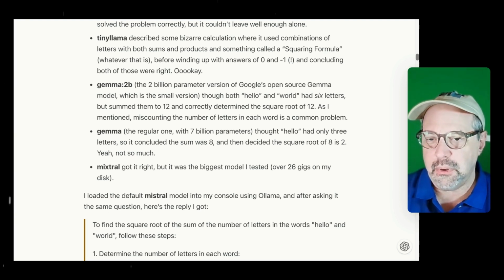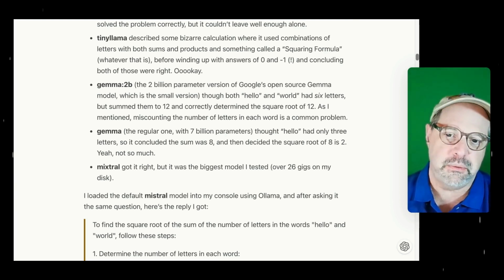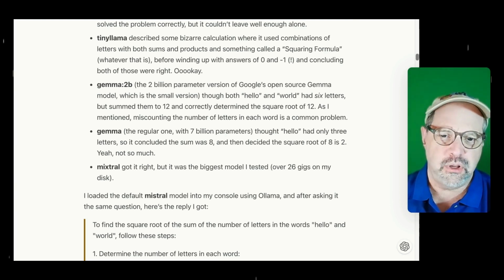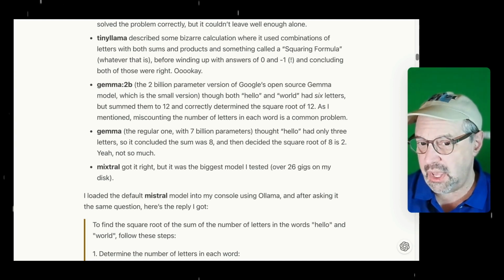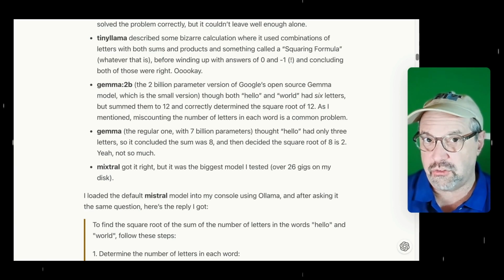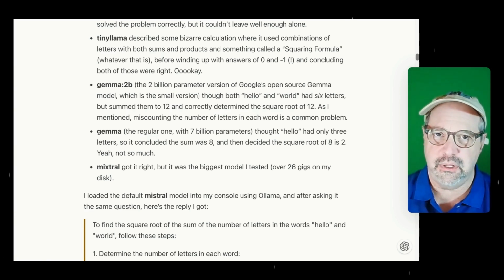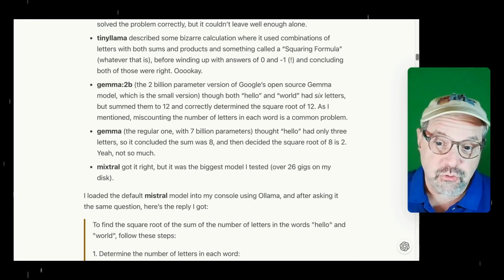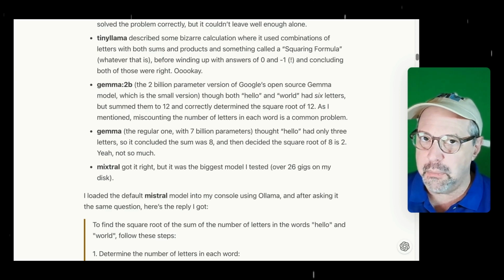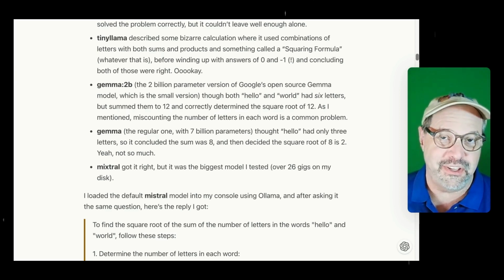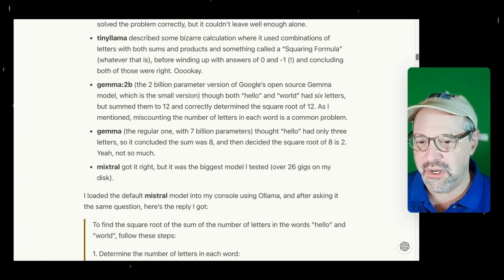So then I did Gemma, the latest one, the regular version, and that takes about 7 billion parameters. And it, for some reason, had thought hello had only 3 letters. So it concluded the sum was 8, and then thought that the square root of 8 is 2. So, wow. I mean, the extra parameters didn't help that time. Mixtral's the one I showed above. That one got it right. But it was also a big model. I mean, that thing takes 26 gigs of disk space just to download and put together, and then you have to load it and everything.